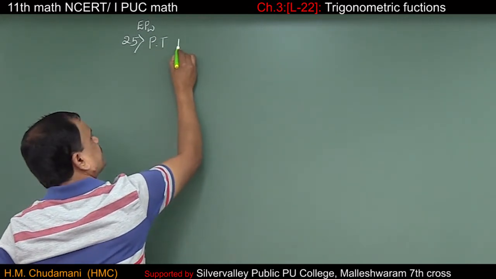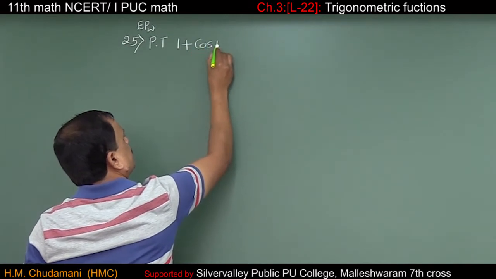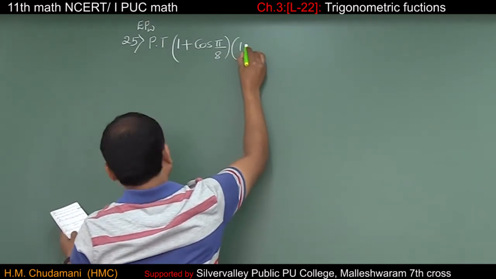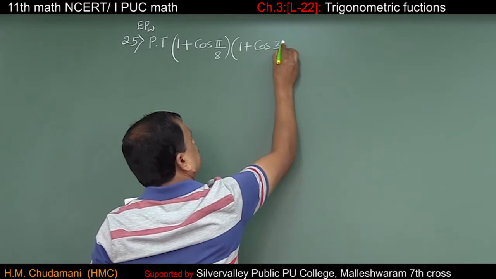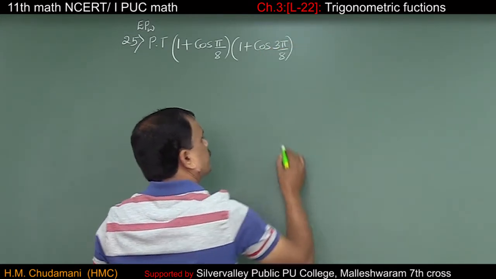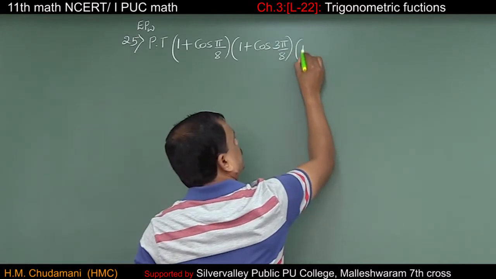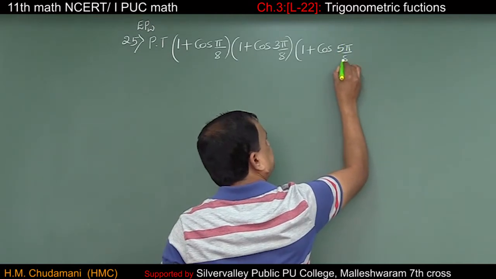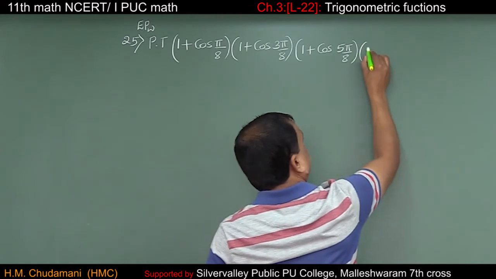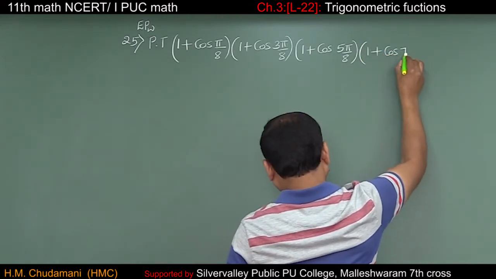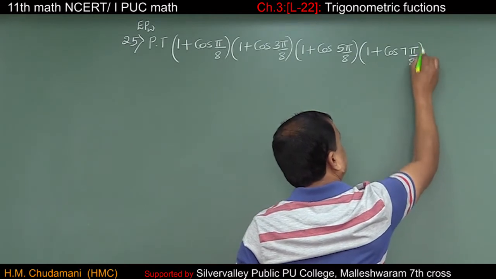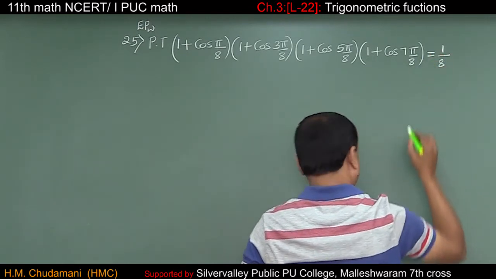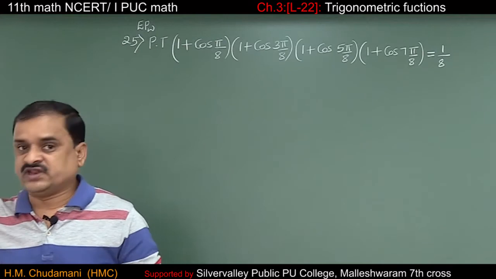Prove that 1 plus cos pi by 8 into 1 plus cos 3 pi by 8 into 1 plus cos 5 pi by 8 into 1 plus cos 7 pi by 8 is equal to 1 by 8. We need to prove this.